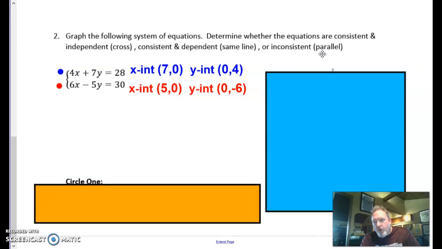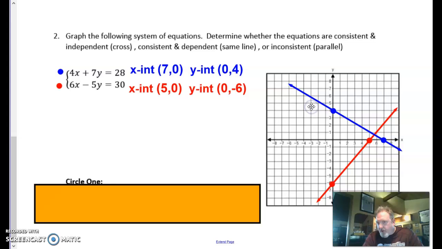And so on your homework for review worksheet 3, you will see all three of those. You'll see where the lines cross, you'll see where they're the same line, and then you'll see where they're parallel and never cross. Did the work here for the intercepts. So for this first equation, 4 goes into 28 7 times, 7 goes into 28 4 times. Same thing here, 6 into 30 5 times, negative 5 into 30, negative 6 times. So I now have my two intercepts. I can go ahead and graph that.